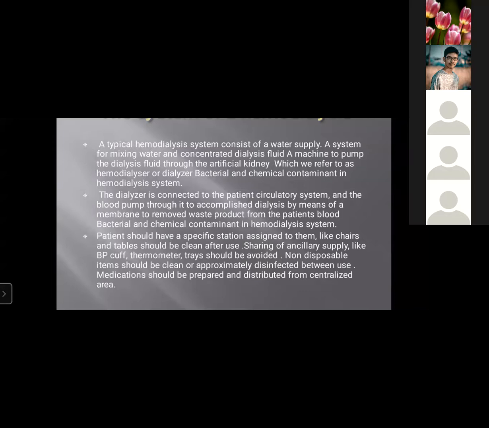the hemodialysis system. Patients should have a specific station assigned to them, and the chair and table should be cleaned after use. Sharing of ancillary supplies like BP cuff, thermometer, and trays should be avoided. Non-disposable items should be cleaned or appropriately disinfected between use. Medication should be prepared and distributed from a centralized area.